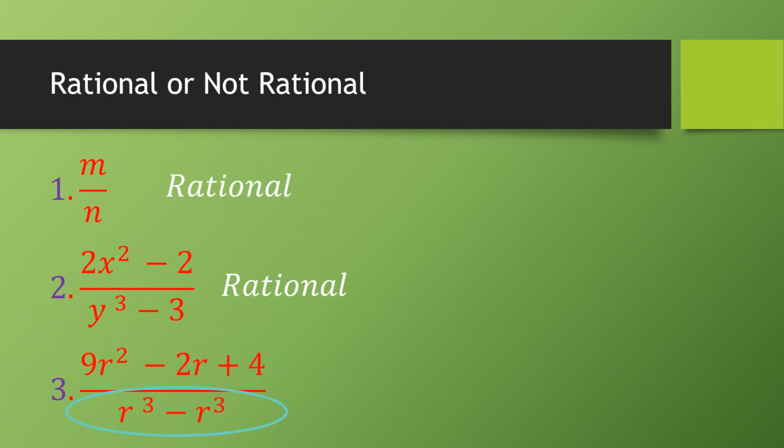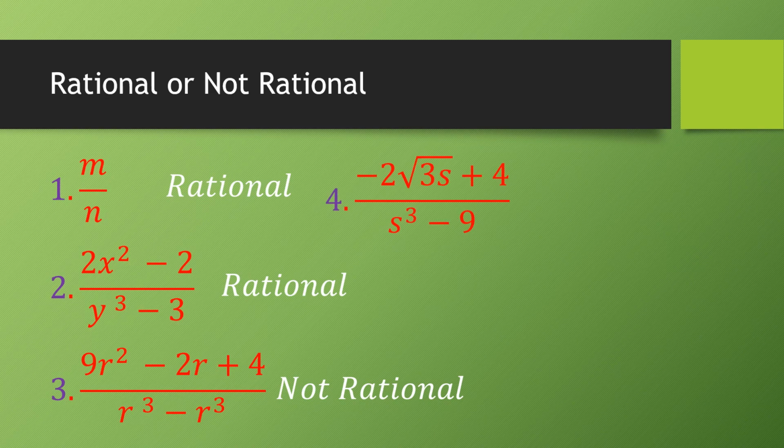The denominator is equal to 0 because r cubed minus r cubed is equal to 0. So number 3 is not a rational algebraic expression. Number 4, the numerator contains irrational expressions. That means that this number 4 is not a rational algebraic expression because of the numerator.